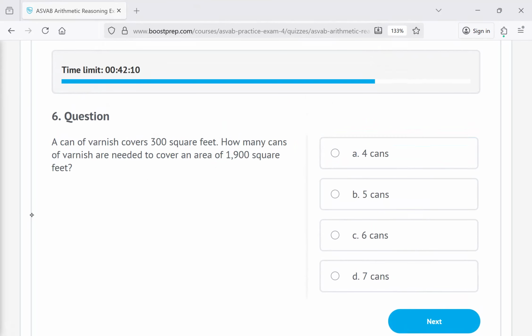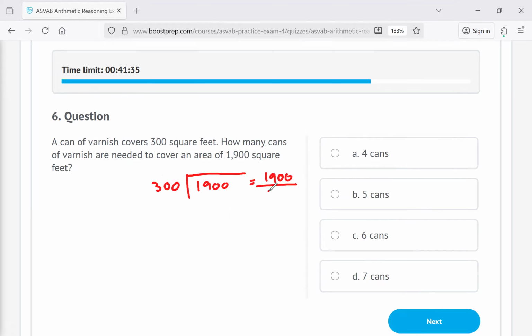Okay, question 6. A can of varnish, I have no idea what varnish is. A can of varnish covers 300 square foot. How many cans of varnish are needed to cover an area of 1900 square foot? So it looks like it's just simple division. You would just do the total area, 1900, divided by 300, since 1 can covers 300.